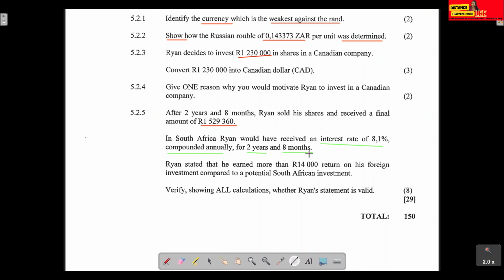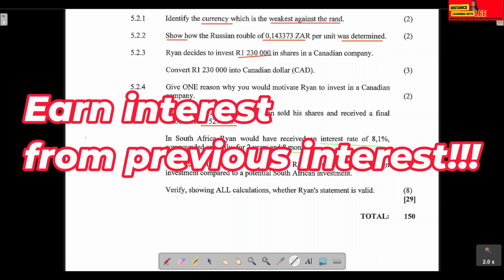What's important with this question is that firstly, we're going to be calculating interest. We're going to be calculating the interest that Ryan accumulated from his investment, taking into consideration that this interest is compounded annually. So what do they mean when they say it's compounded annually? Interest is earned on interest that accumulates. I'm going to explain what this means.